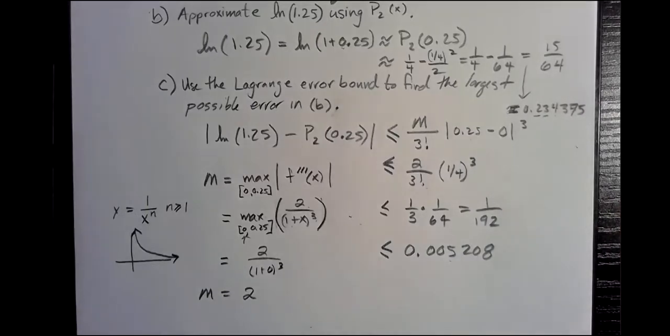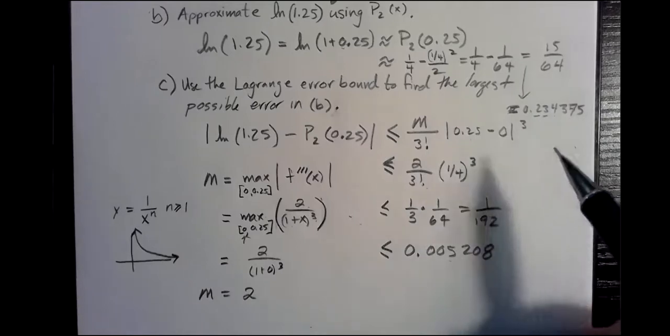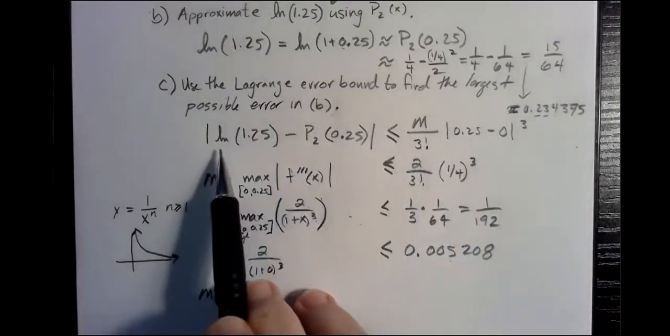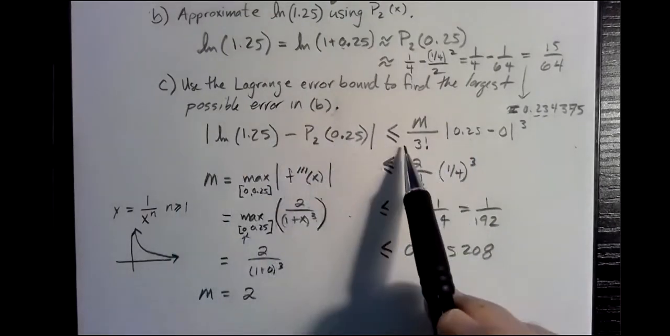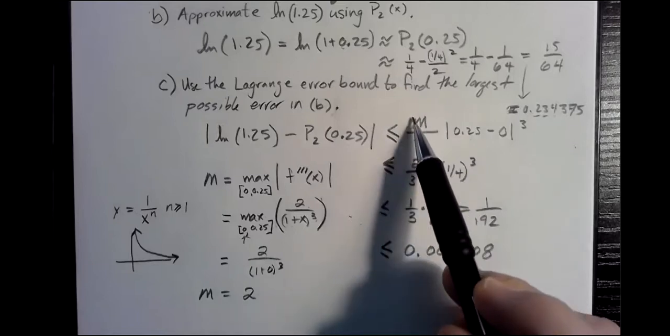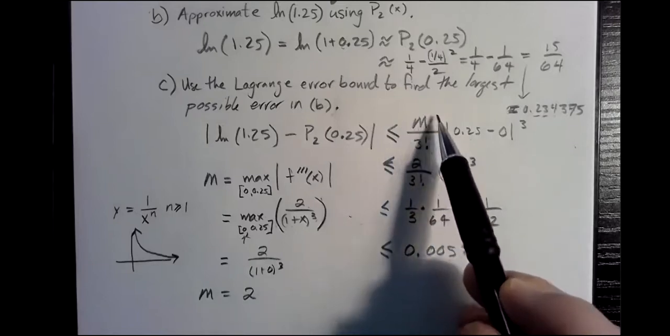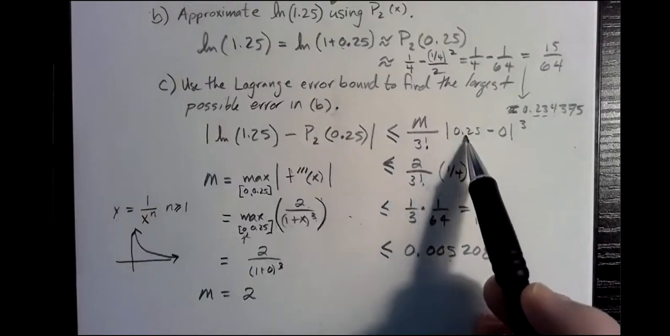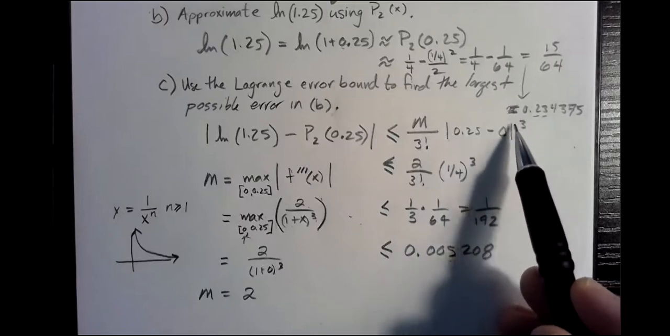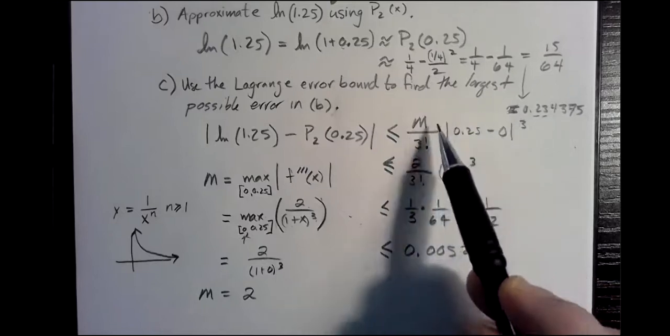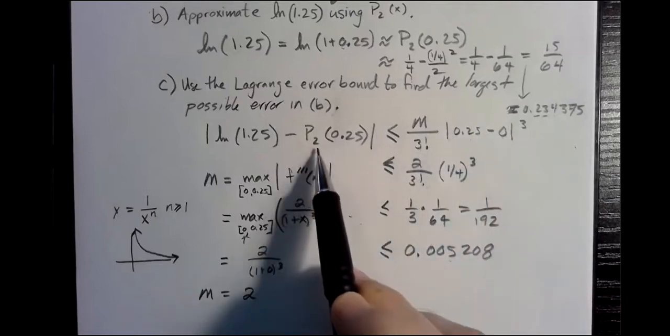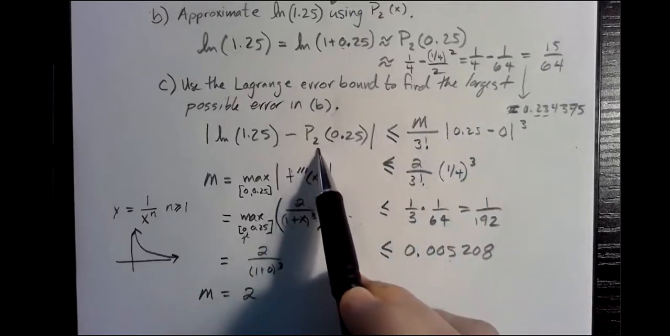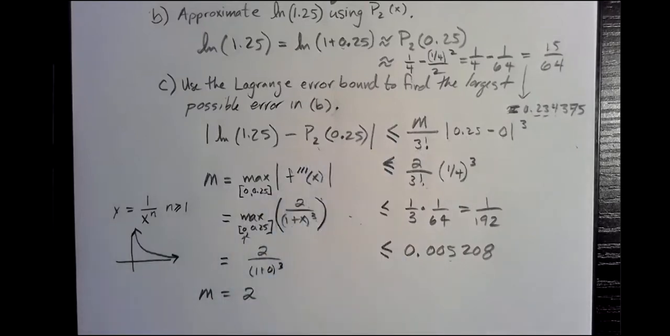Okay, so that's how we apply the Lagrange error bound. The actual error, or the absolute error, is always going to be bounded above by the maximum of the n plus first derivative divided by n plus 1 factorial times the absolute value of a minus c to the n plus first power. So we're using all the n plus 1 things over here on the right because we're using the nth degree polynomial in the actual error.